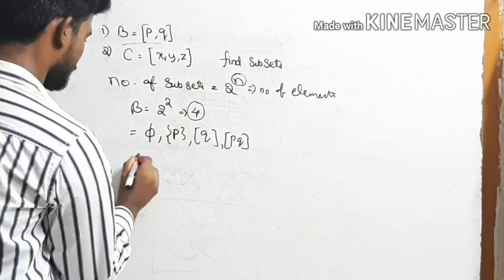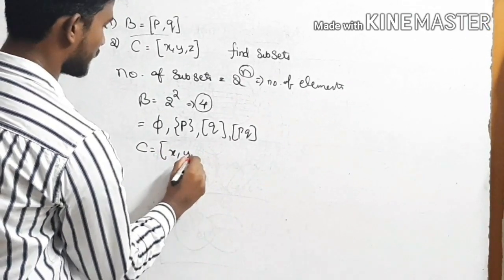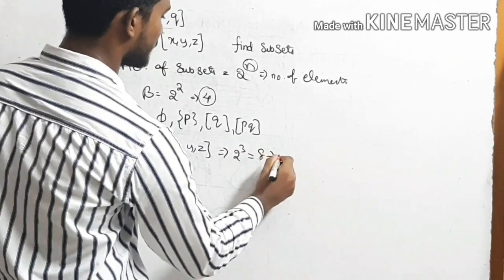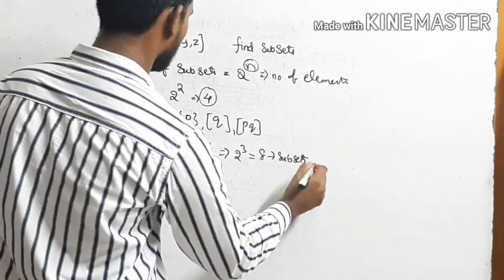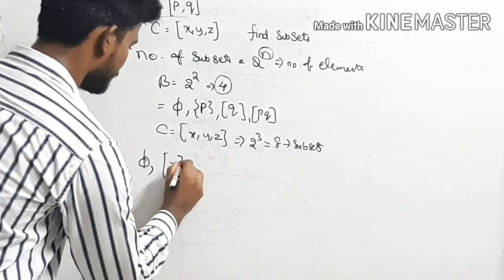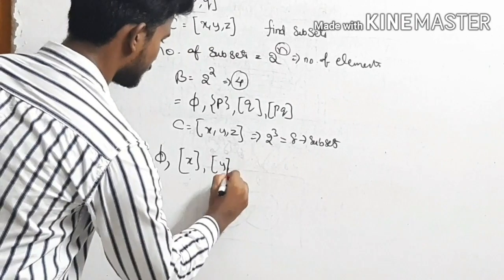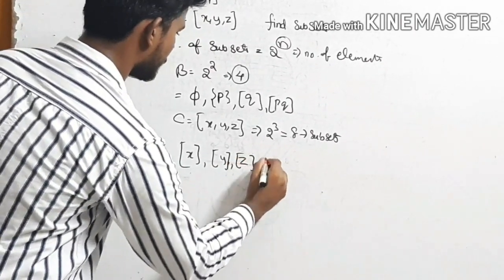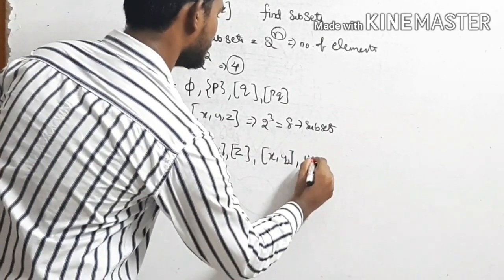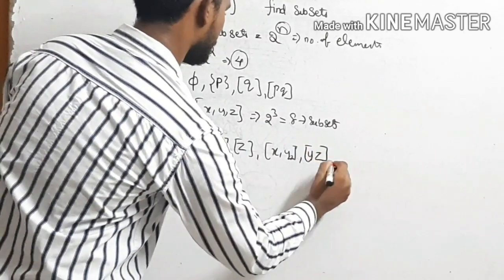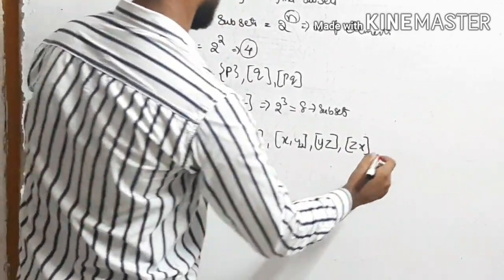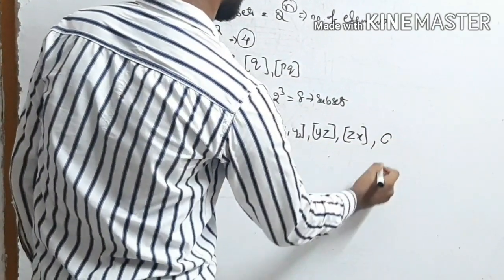Next C equals X, Y, Z. There are 3 elements, so 2 power 3 equals 8 subsets. Firstly, the empty set is the first subset, X is the second, Y, Z, XY, YZ, ZX, and then the last subset is C itself.